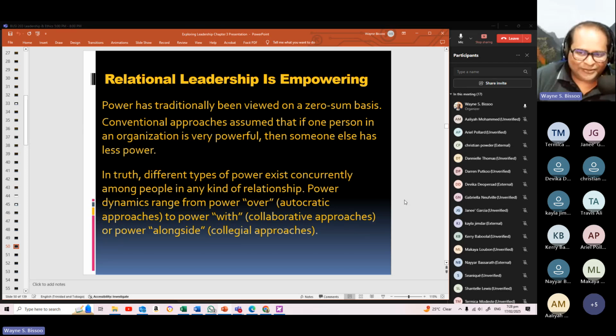All right, so you see the discussion here about zero sum game, and again, sharing power is always looked upon in the older systems as something that is a negative element. The types of power they're talking about are power over, that's autocratic, power with, collaborative, and then power alongside, collegial. That is the nature of the power that we're looking at.